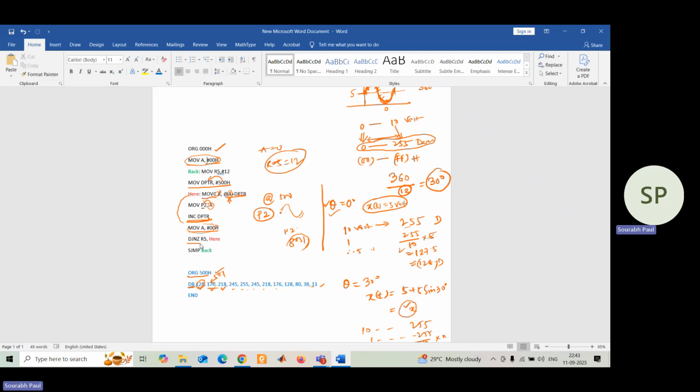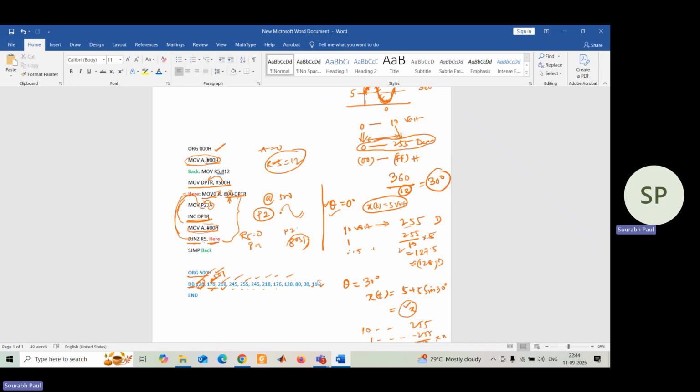After that, what I have to do? DJNZ R5. I am decrementing R5 because I have already taken one value. I need to take the next value, and I have to iterate these steps, jumping back to here until my R5 value becomes 0. So in every iteration I am decrementing the content of R5, and I need to iterate the same steps until R5 becomes 0 because I need to access each of these values. This is the objective of this program.